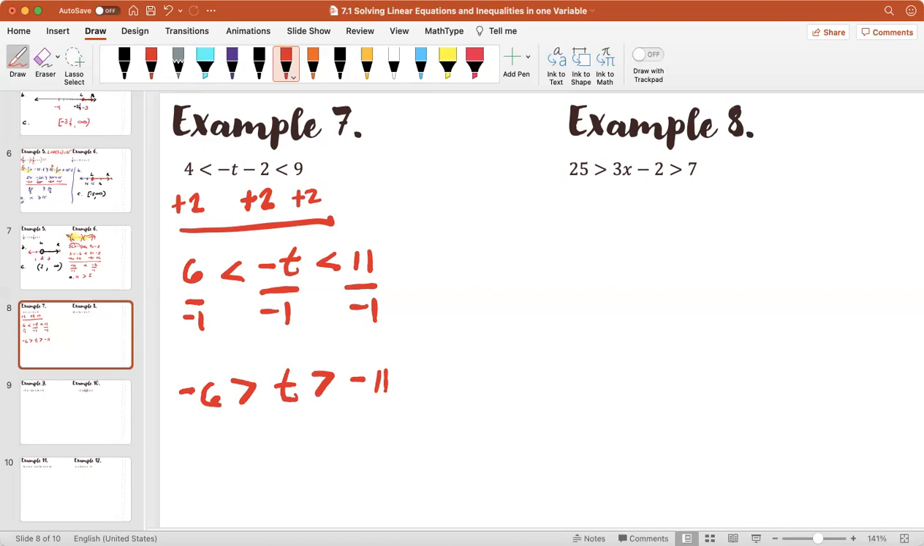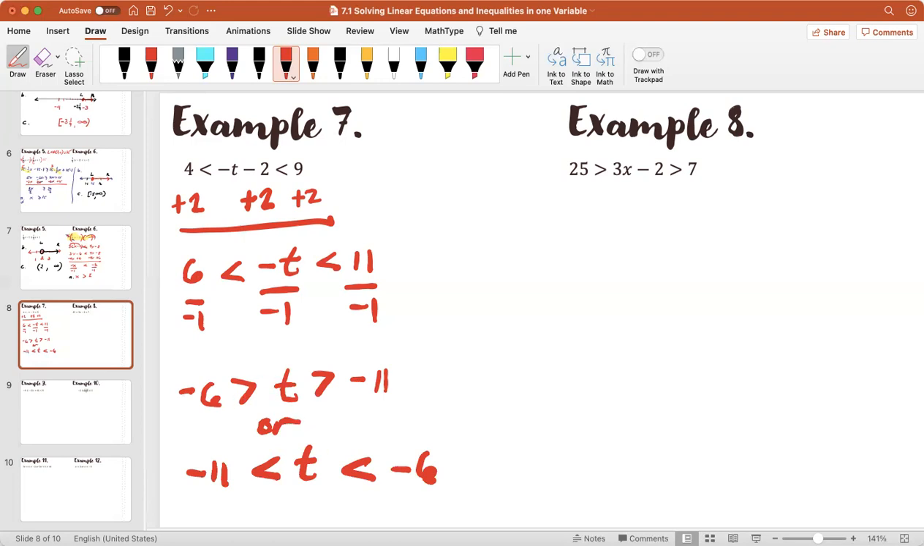But you can actually switch this. You can put the smaller number first. Which one is smaller, negative 11 or negative 6? Right, so we can write this in a different form. This is another inequality that we can write. We have negative 11 here, smaller. We have negative 6 here, bigger. And then t in the middle. Is this the same expression? Is this the same? Yes, it is.